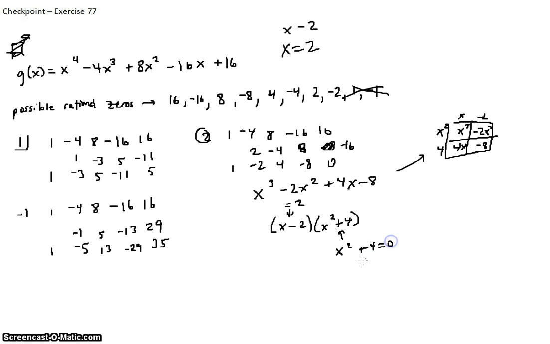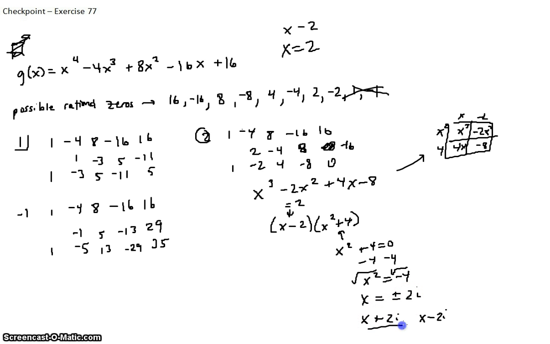If I set it equal to 0 and subtract 4, I get x squared equals negative 4, and I take the square root, I get x equals plus or minus 2i. So those are my two solutions. That means x plus 2i is a factor, and x minus 2i is a factor. Now we have 4 different factors for this, so we have to write them all out.